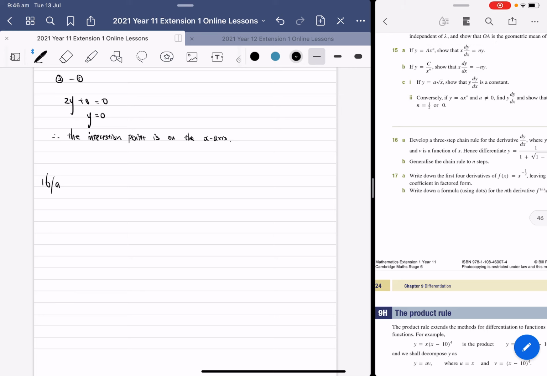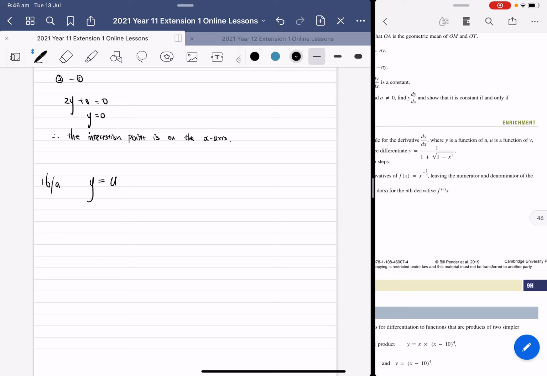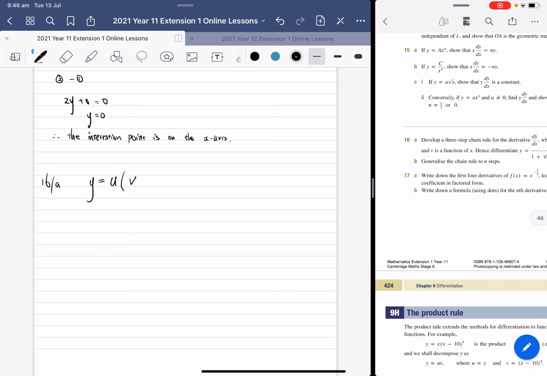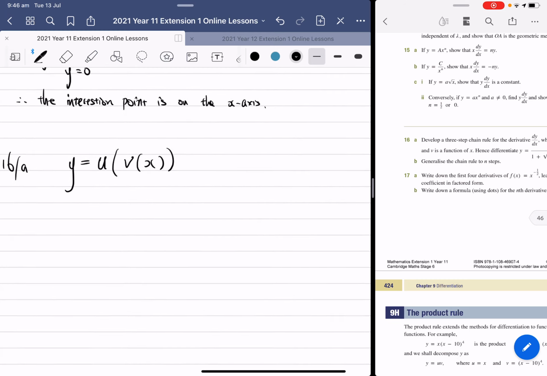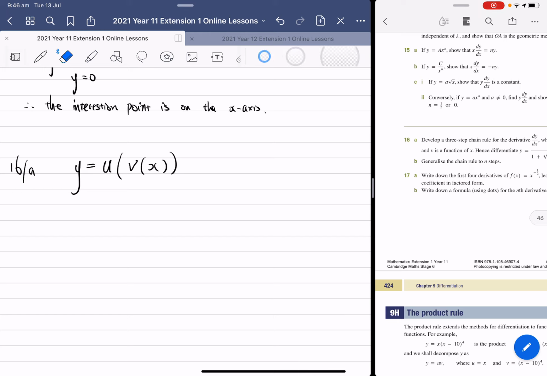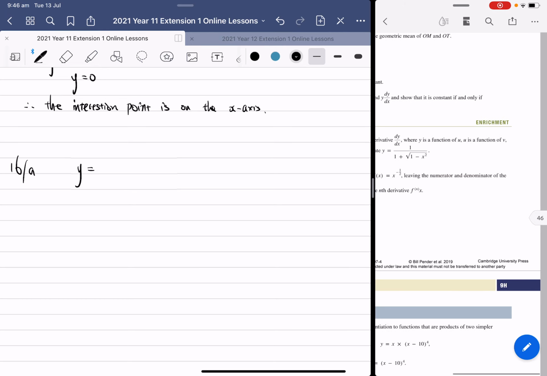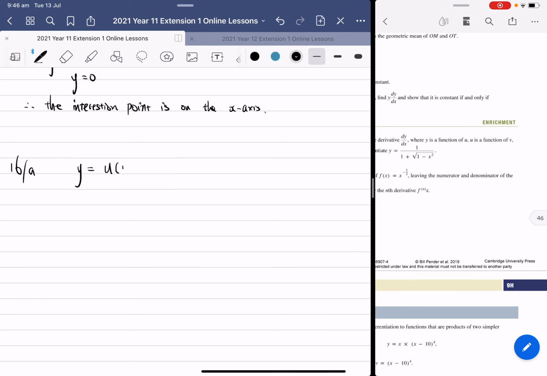16a. So we have y is a function of u, however u is a function of v, and v is a function of x. So this is what happens. You have a composite function where three functions join together, and they ask you to develop a chain rule for those functions. Let me just rewrite this, it looks ugly. So y is a function of u, which is a function of v, which is a function of x.